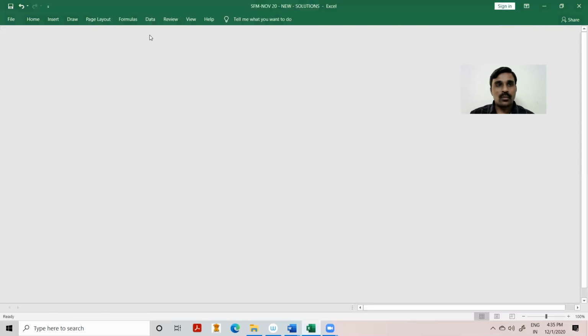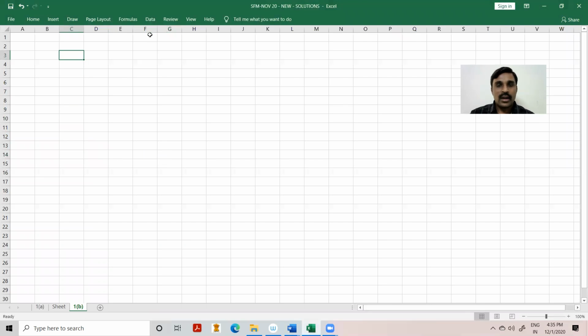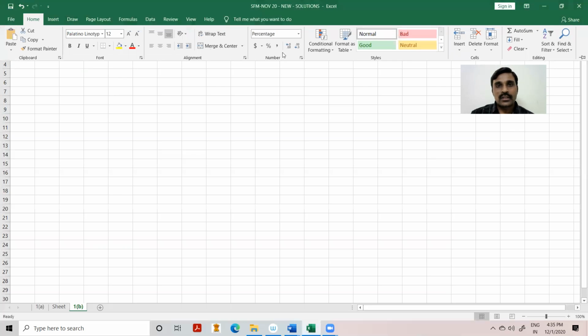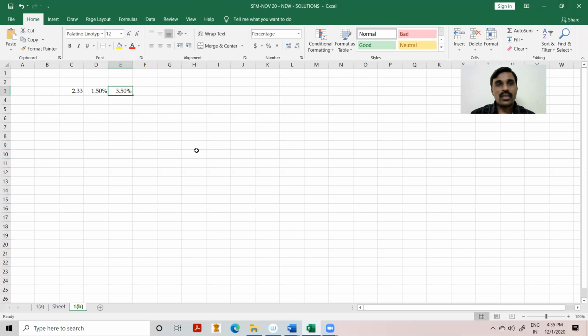Okay, look at this, 2.33 into 1.5%. So this is the loss. So approximately 3.5% loss. There is a 1% chance that I'll get 3.5% loss. Normally I am getting 1.5% loss. So sometimes there is a 1% chance that I'll get 3.5% losses.